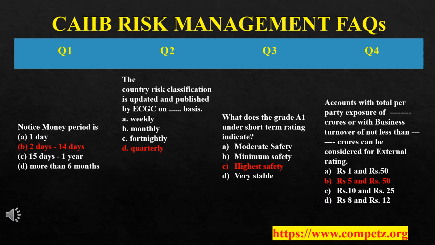Next comes more than 14 days, that is term money. It will represent term money. So the rest of the answers will be for term money. So our answer for notice money is option B, 2 days to 14 days.